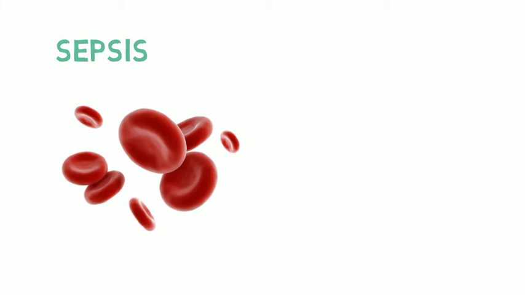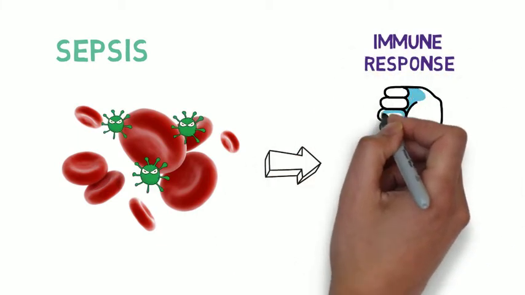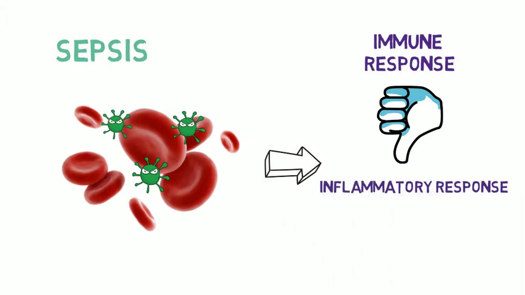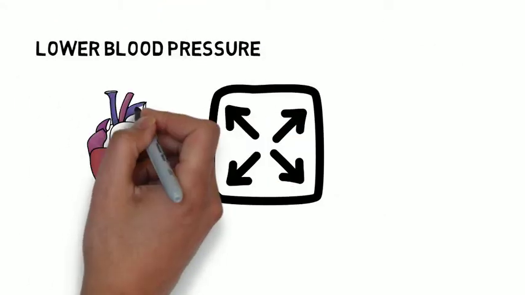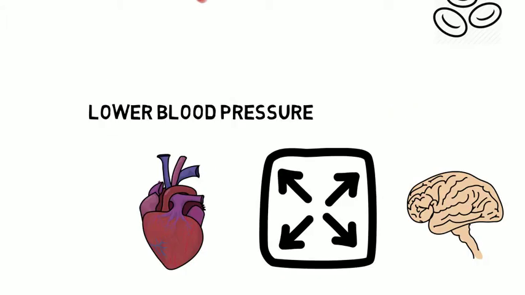This can cause sepsis. This occurs when an infection of the blood triggers an immune response from the body. This makes the situation worse and results in an inflammatory response. Inflammatory response causes blood vessels to dilate. This causes lower blood pressure and important organs don't receive enough oxygen. This has caused septic shock.